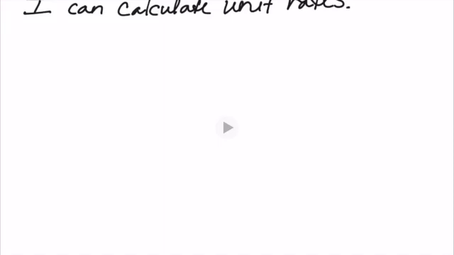All right, guys, we are doing unit rates today. So get out your notes and write down in your binder on today's notes the I can sentence. I can calculate unit rates. All right, that word unit means the number 1. So with unit rates, we're going to be finding 1 of something. So everything we do today, we're finding 1 of something.